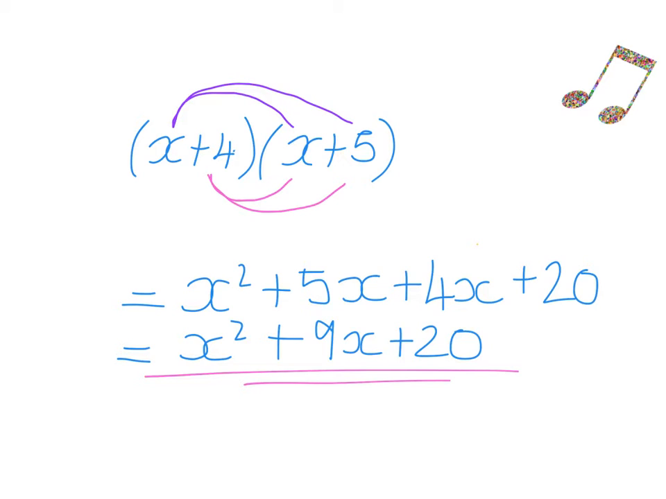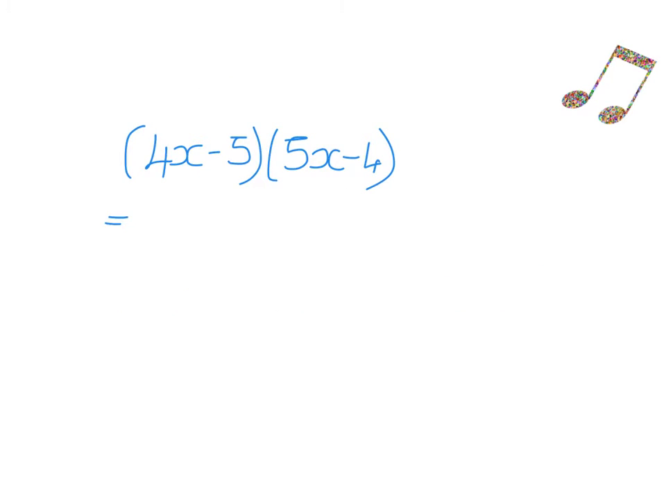Let's try one that has some other terms in it and includes a negative. Okay, so we've got another two brackets here. I've got 4x minus 5 and I'm multiplying that by 5x minus 4. So I'm going to take the 4x first and multiply by each of the terms in the second bracket.